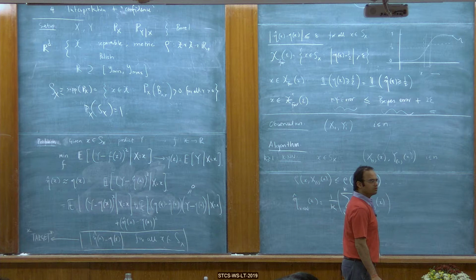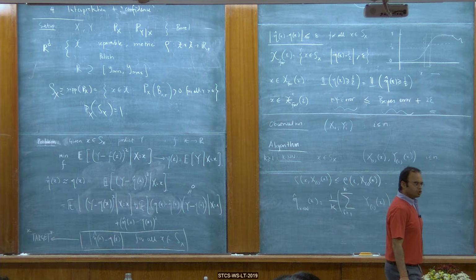Then it's only the Bayes error, right? This is true. Yeah. Sure, but then it'll be plus 2 epsilon, right?